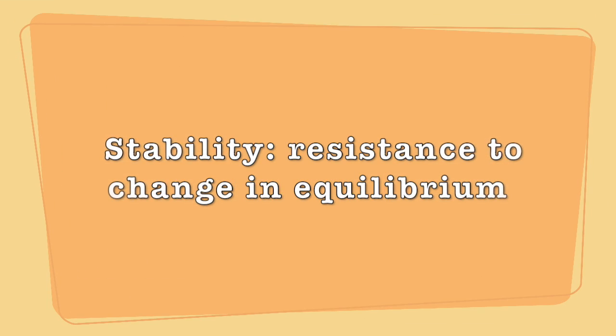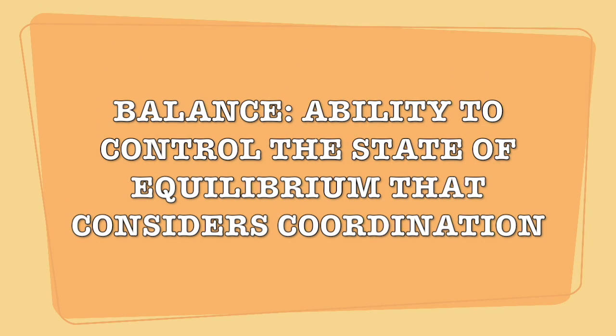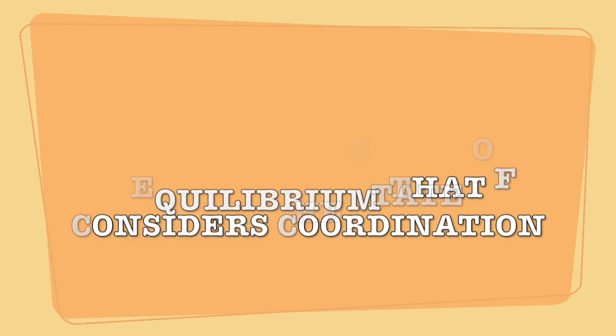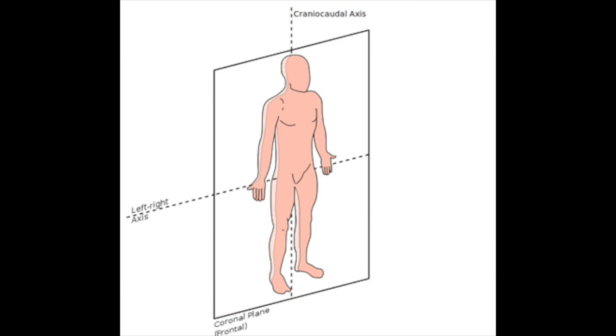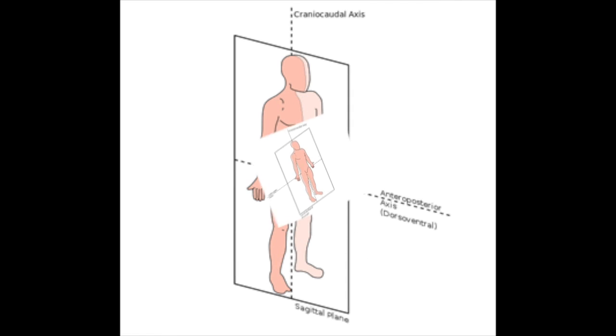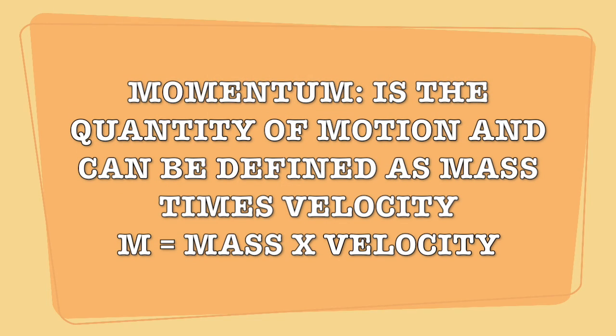Stability is resistance to changing equilibrium. Balance is the ability to control the state of equilibrium that considers coordination. Cardinal plane is a plane through the middle of the body. The sagittal plane is the vertical plane dividing the body into right and left halves. Momentum is the quantity of motion and can be defined as mass times velocity.